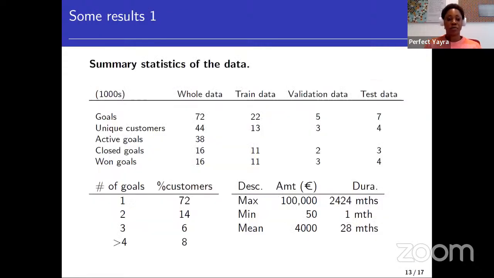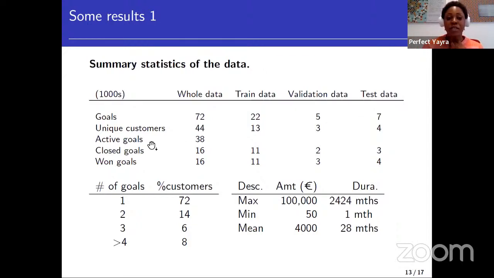So, some results. These are the summary statistics of the data set. In the whole data set, we have 72,000 goals, and these 72,000 goals are associated with 44,000 unique customers. Like I said before, in the GLM model, that means we would have 44,000 random variables if we use all the customers. That is a very large model to build.